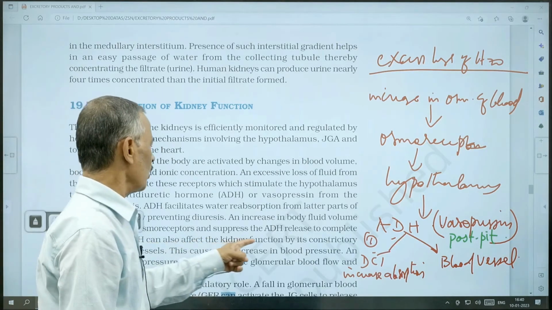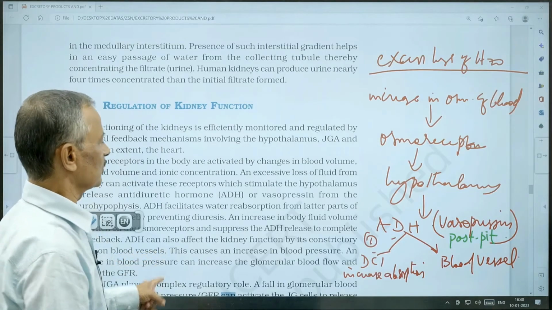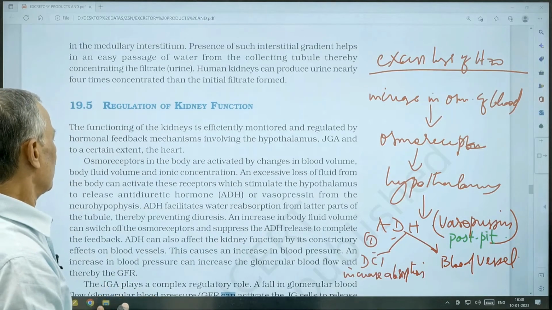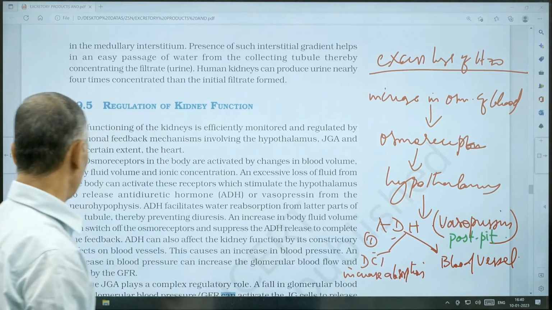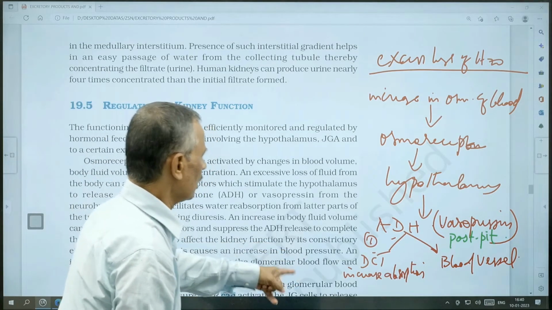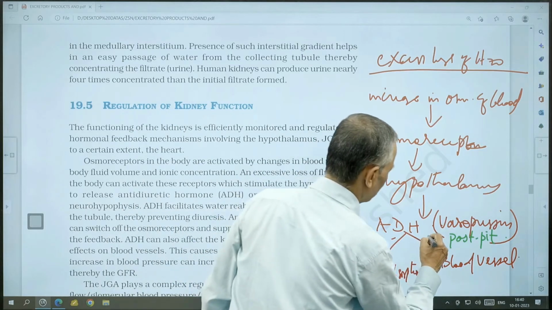ADH can also affect the kidney function by its constrictory effect on blood vessels. It acts on blood vessels, causing the BP to increase. And increase in blood pressure can increase the glomerular blood flow and thereby the glomerular filtration rate. So that is the second way in which ADH acts.